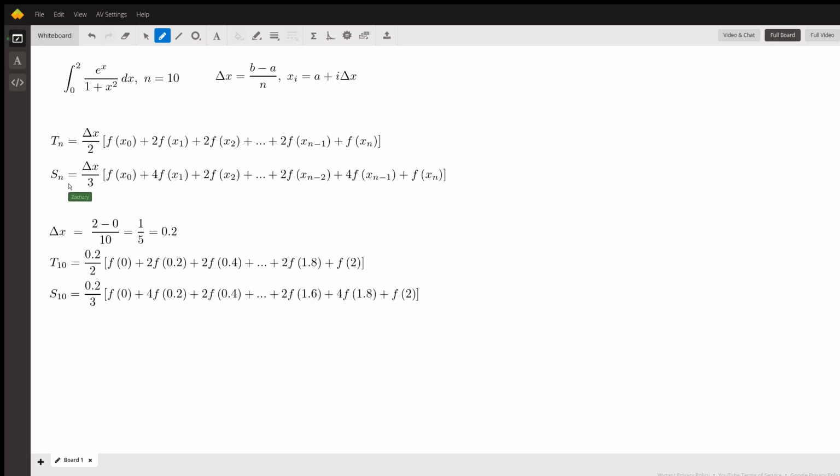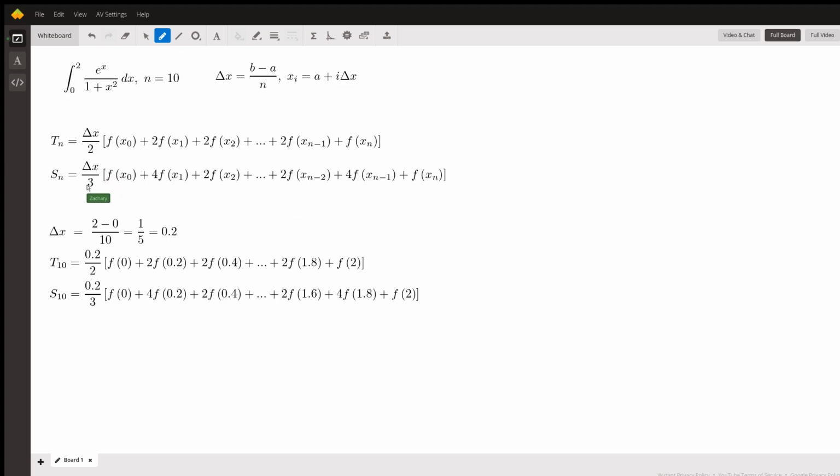Simpson's rule is derived from using parabolas to approximate the curve. And remember, Simpson's rule can only be used with even numbers. That's not a big issue here because we already have n equals 10. That's an even number. But just for future reference, you can't use this for an odd number like 9.